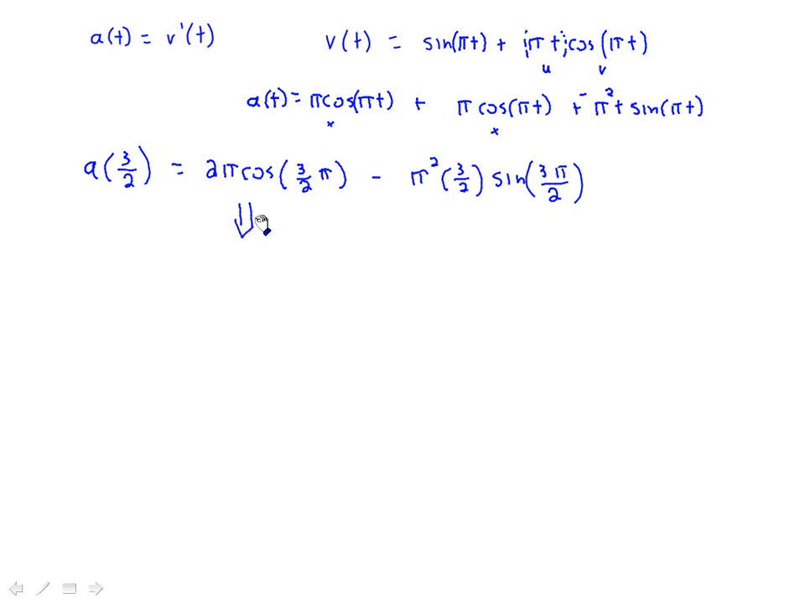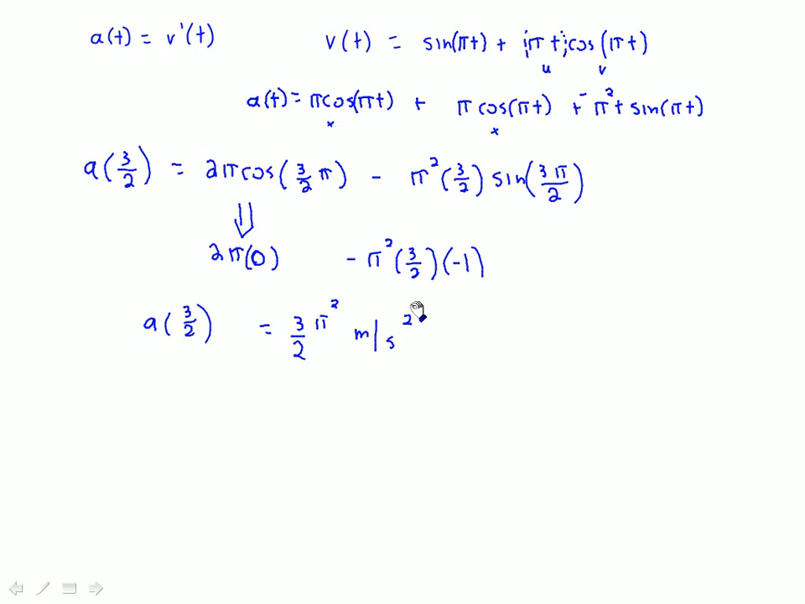Working our way downwards, of course, 2 pi times 0, because the cos of 3 pi over 2 is 0. And then this becomes minus pi squared times 3 over 2. And then the sine of 3 pi over 2 is again negative 1. So this turns into positive 3 pi squared over 2, and that would be meters per second squared. So not a great answer, but the correct one.